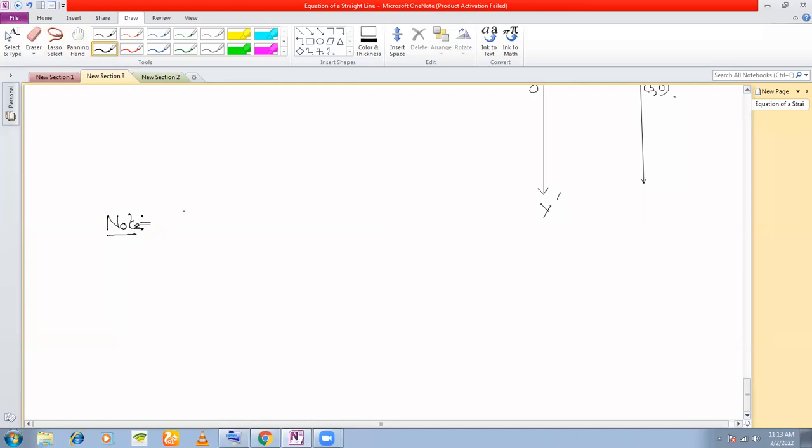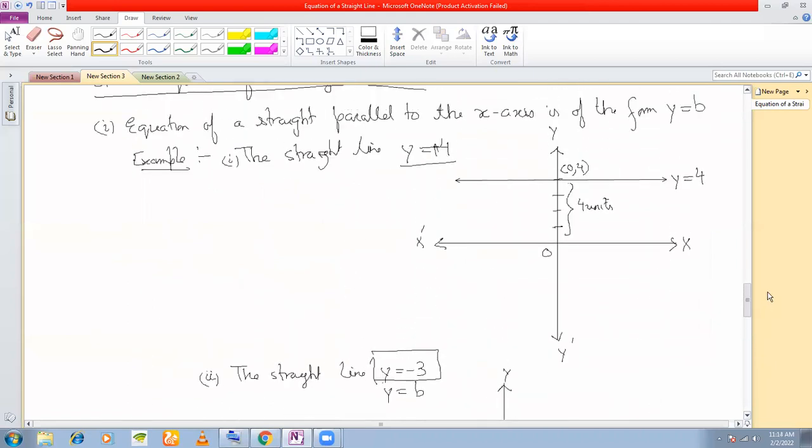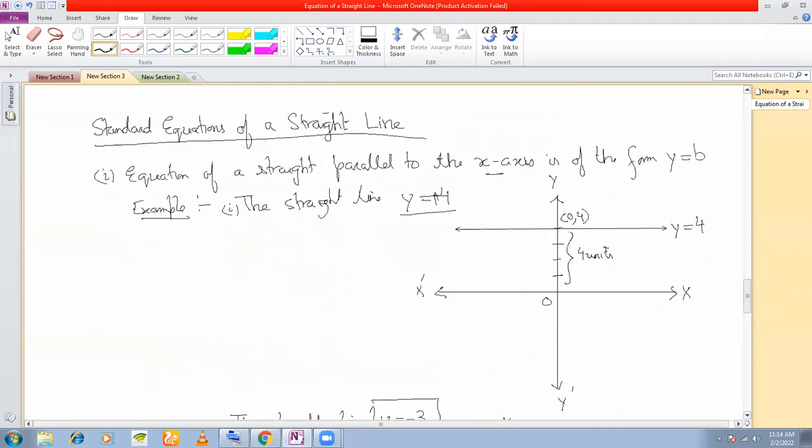And the note is that I have already shown you that the equation of a straight line parallel to the x-axis is of the form y is equal to b. Then what should be the equation of the x-axis itself, this axis? The equation of the x-axis is y is equal to 0.